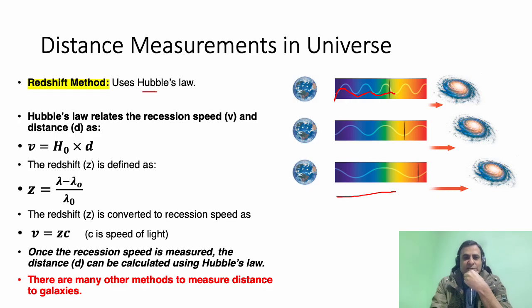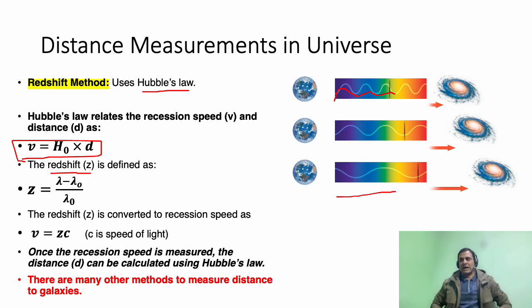So we use Hubble's law, basically. In the previous video we discussed that the universe is expanding. So these galaxies which are moving away from us are moving with some specific speed v, which is related to the distance by this relation. This is called Hubble's law: the recession speed is equal to the Hubble constant multiplied by the distance of that galaxy. And redshift is a parameter that we calculate from observations.